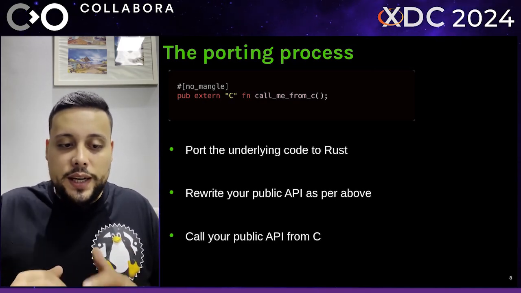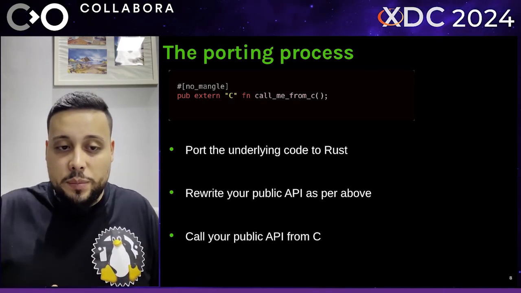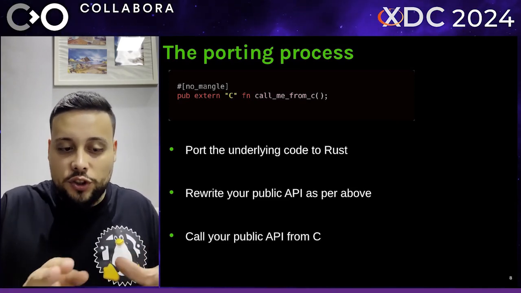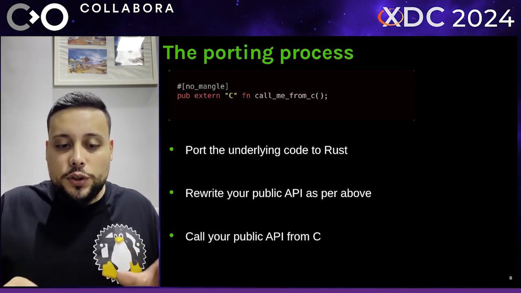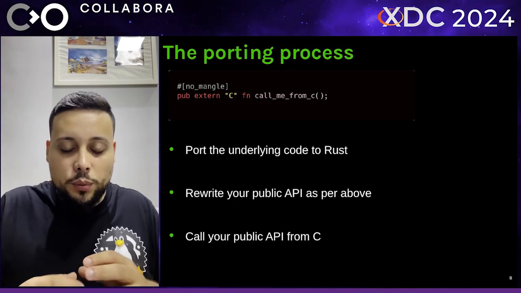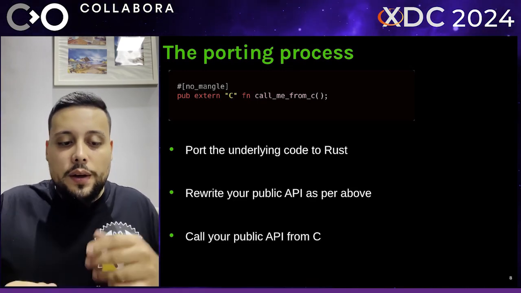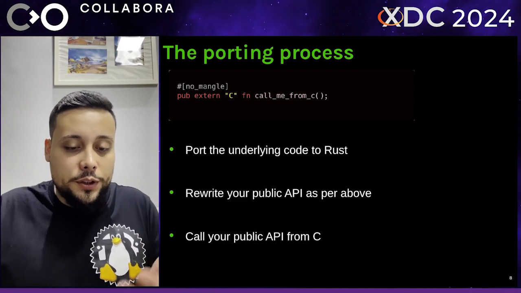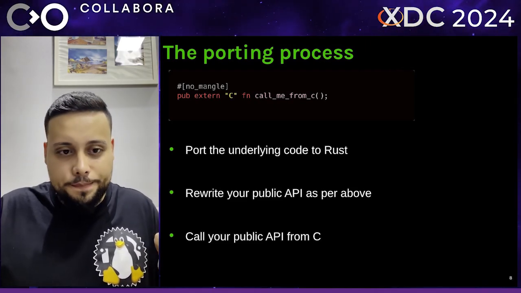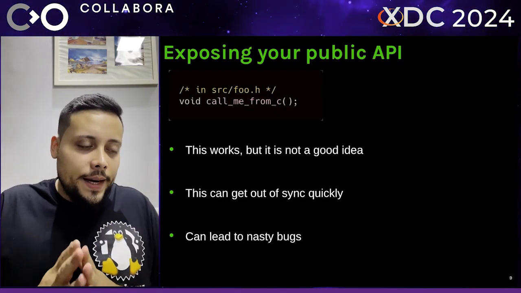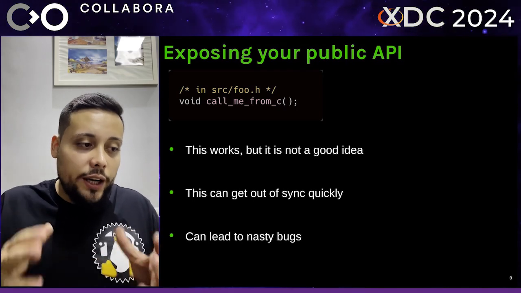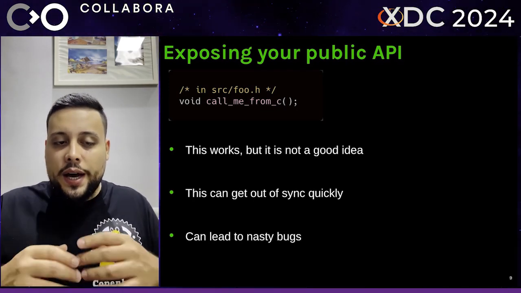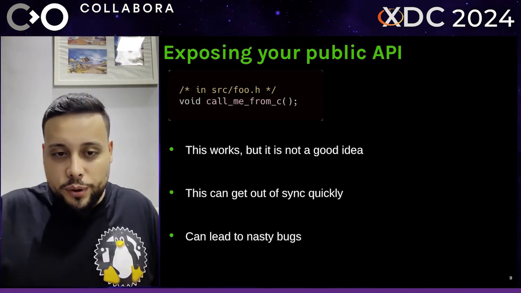And once you're done, the idea is that you will write your public API as per above, using this no mangle and extern C stuff, right? And once you do that, these functions will be able to be called from C. And then you will basically call this function from C at a later point. And now, as I said, we need to make the linker aware. We need to make C aware that these functions exist. And the idea is that you will need a prototype.